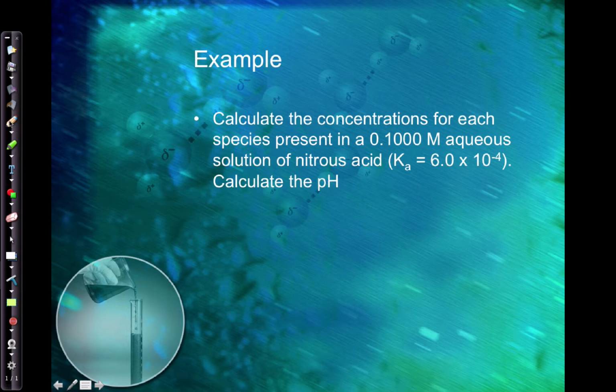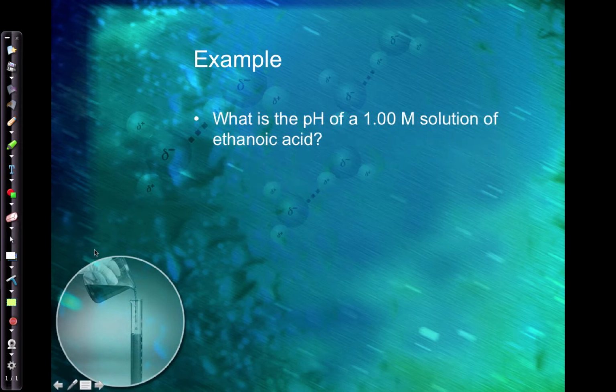All right, so now let's look at another one. Okay, so let's find the pH of a 1 molar solution of ethanoic acid. All right, so this one's similar to the last one. Oh, Ka is not given here, but it should be. Ka is actually equal to 1.819 times 10 to the negative 5th.